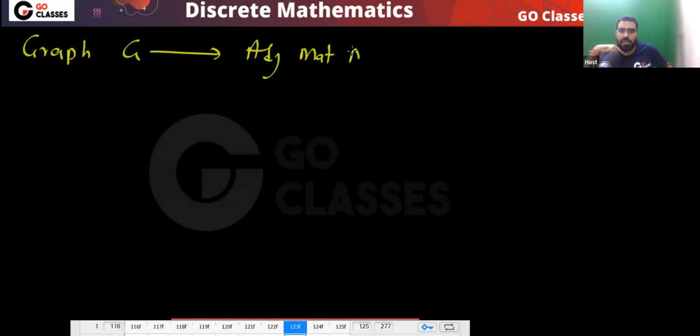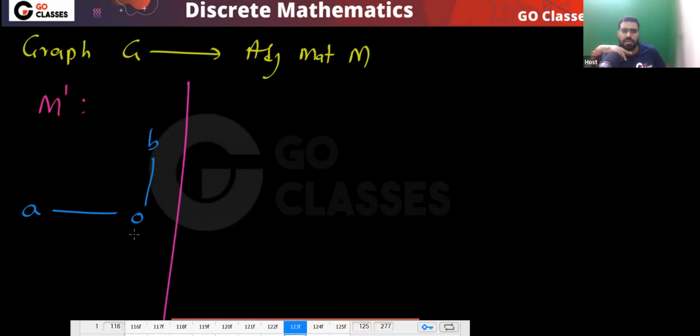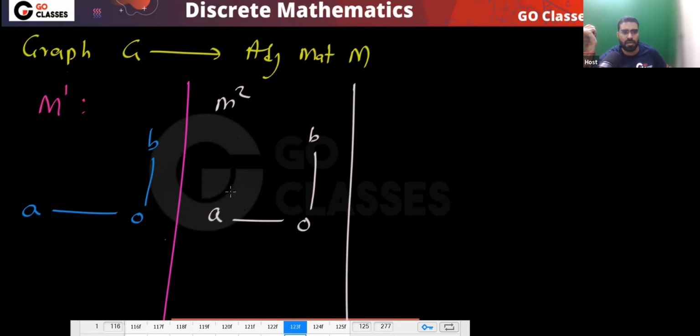You are doing M power 1 and the entry is 0. Let's assume in this M power 1, between vertex A and vertex B, the entry is 0. What does it mean? It means there is no walk of length 1. We don't have any walk of length 1. Okay, in M power 2 also, this entry is 0. What does it mean? Again, there is no walk of length 2.